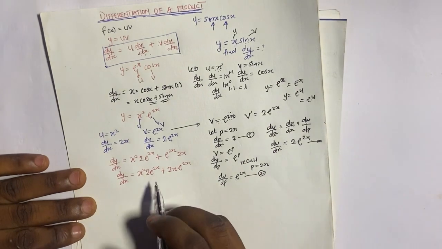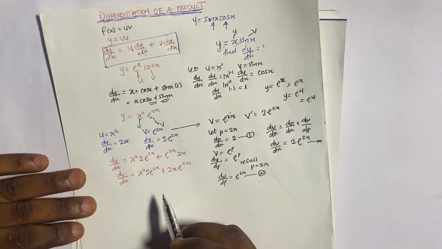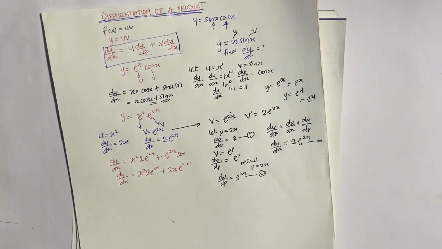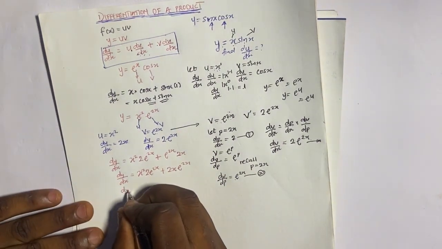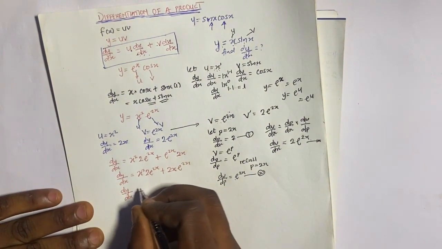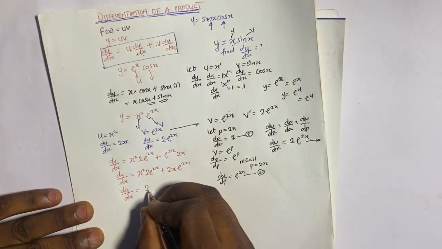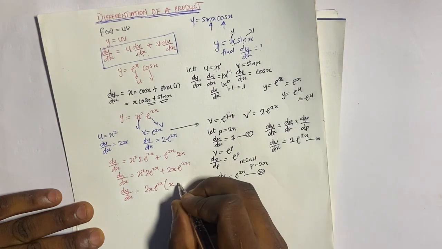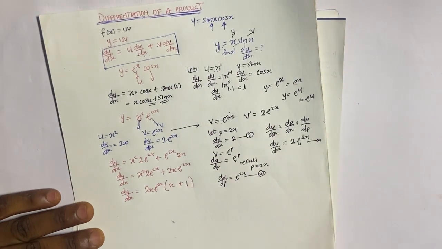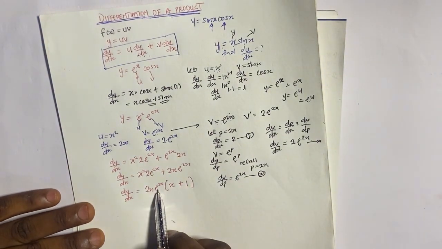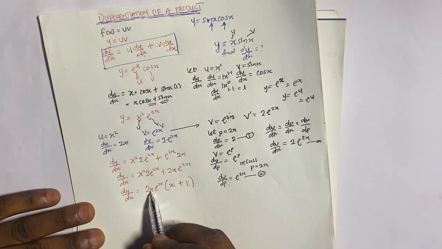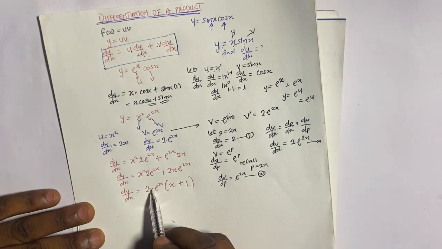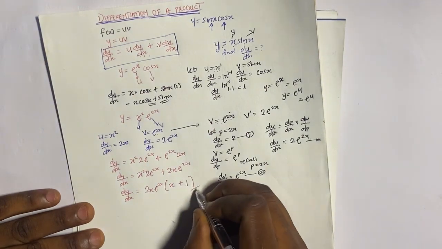Now look at this very well. There's something that is common here, and what is common is 2x exponential 2x. I can factorize this out. Factorizing 2x exponential 2x out, I'm going to have 2x exponential 2x into brackets x plus 1. Because when I open this bracket, this multiplied by this is going to give us 2x squared, then x times x, and this multiplied by this gives me this back. So that's just the answer.